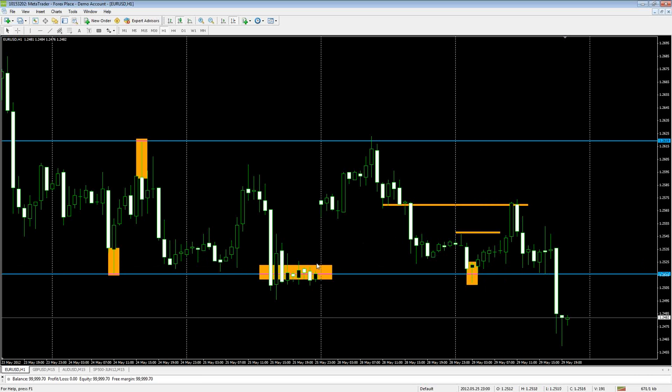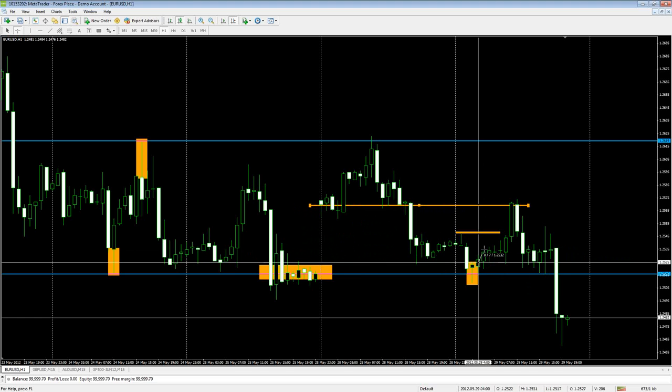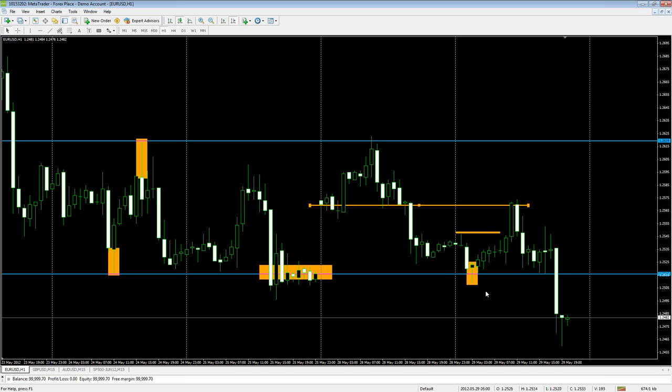Maybe if there's such a strong demand here, this gap here is awesome. If I have such a strong demand here, I may find the price going up even more than I think. In this case, it's worth it.